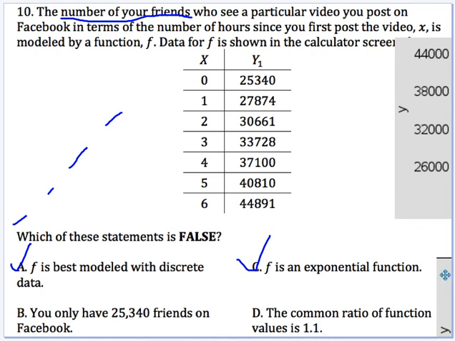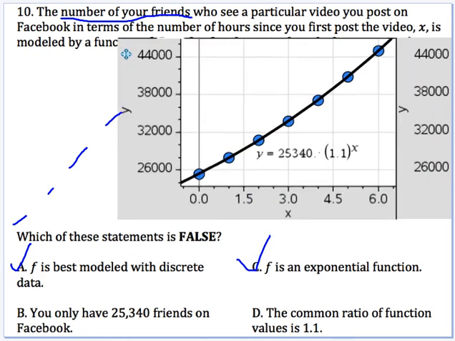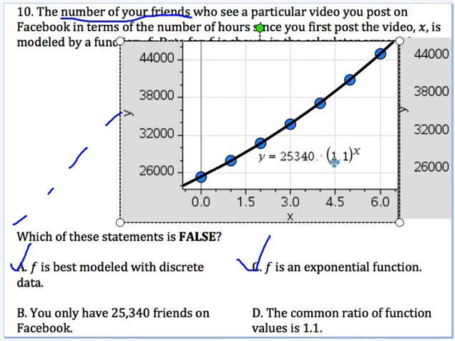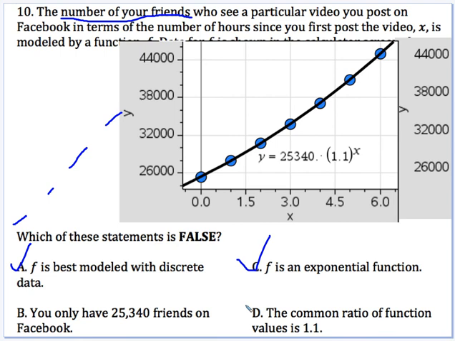So let's check that out. Same graph, but now since I decided yes, it is exponential, I went ahead and pulled up the exponential function. You can go to menu, analyze, regression, and click on show exponential function. And guess what? Your common ratio, and for some of you who might not understand what the common ratio is, it's basically your base number here, the 1.1. The common ratio of the function value is 1.1. So that one is correct, and most of you probably have figured out that I purposely skipped B.